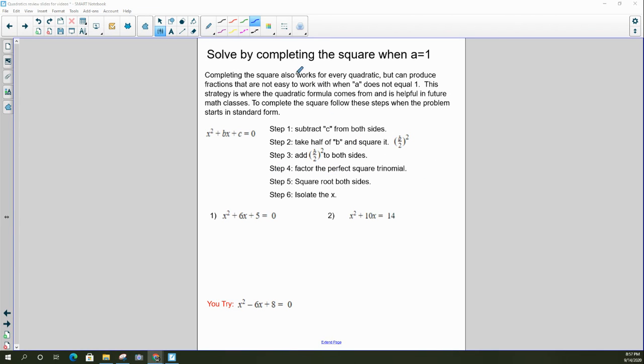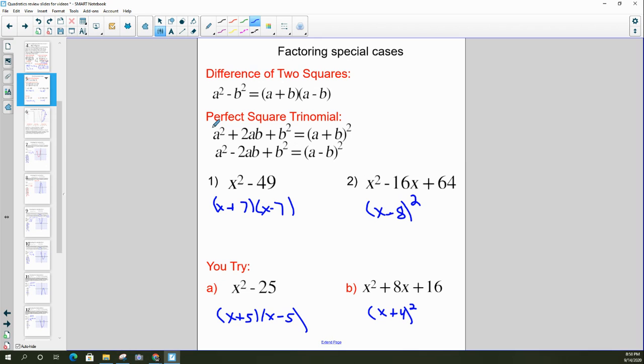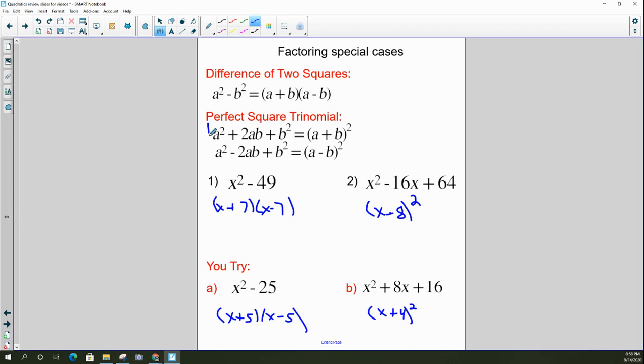That's what I'm trying to make. When I say complete the square, I'm trying to make a perfect square trinomial. So I'm trying to use that pattern that we talked about way back when we did the perfect factoring, the perfect square trinomials. We're trying to make this pattern so then we can get it to this form so we can just square root to get the x by itself. So that's the idea here.